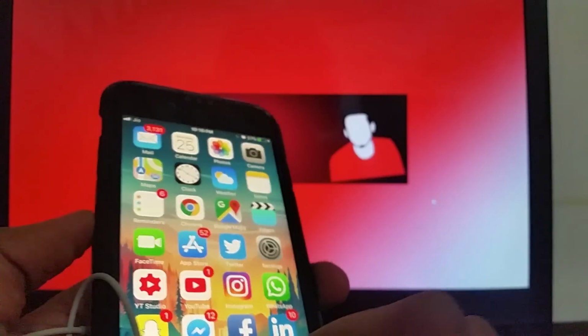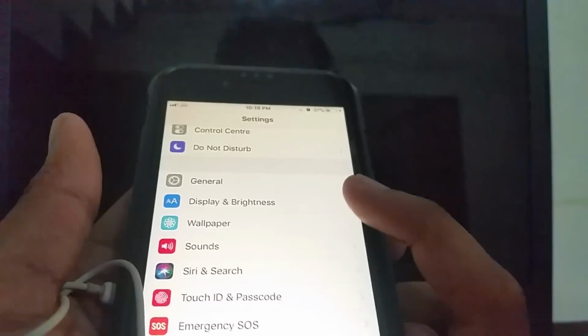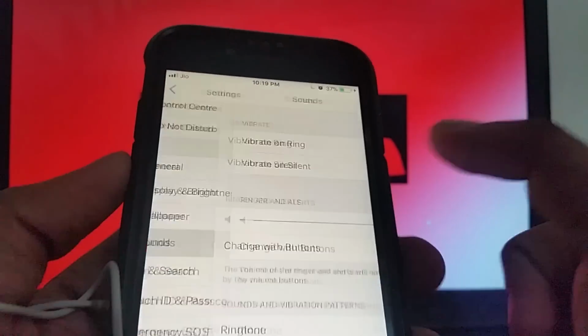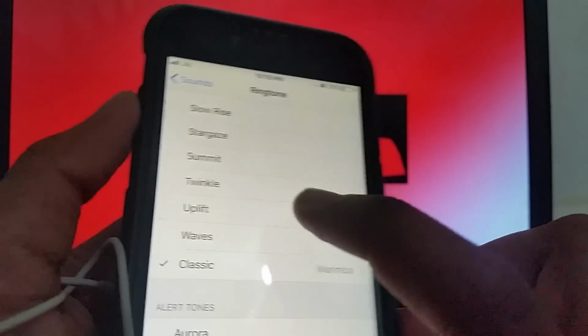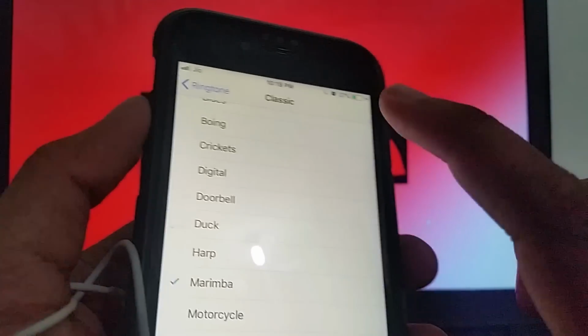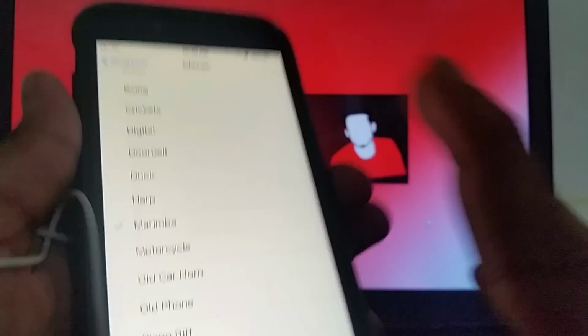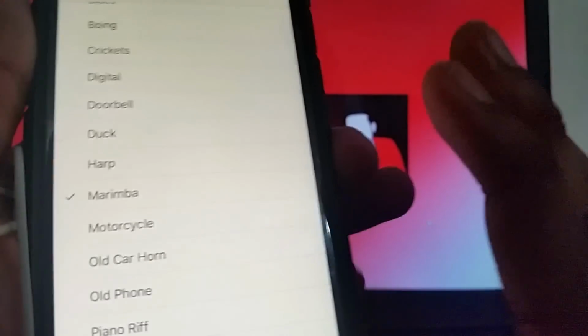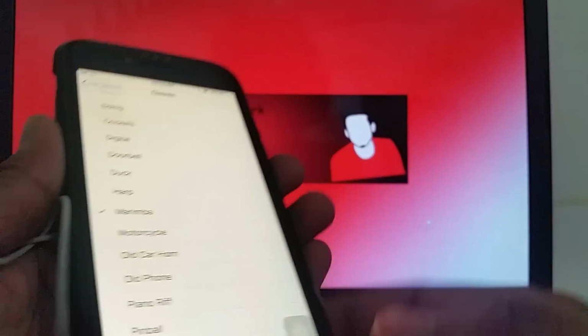So the first thing I did was I went in settings and then I went in sounds and clicked on ringtone, and then I just started using my ringtones. So as you can see, even if the headphones are plugged, so after this I was sure that my speakers were working properly. First I thought it was my speakers problem, but then I was relieved to see that it was not a speaker issue.